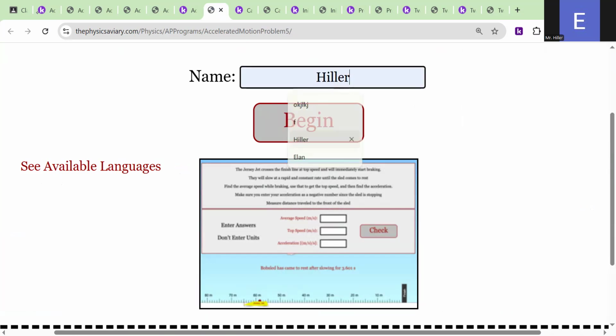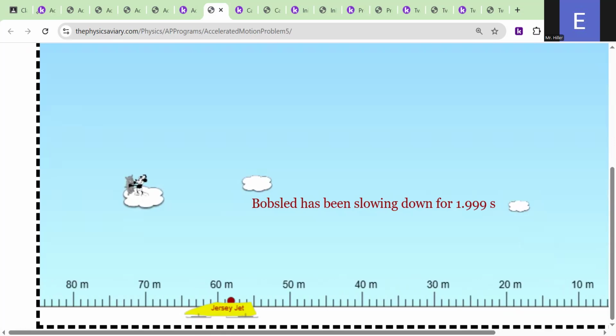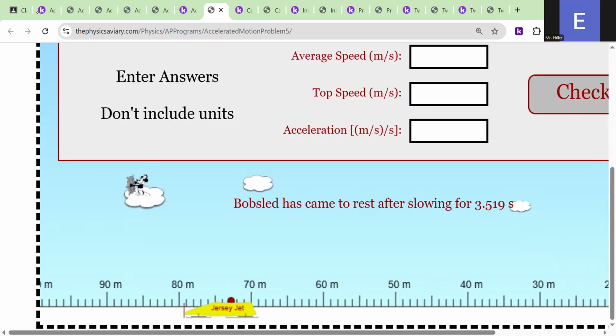Okay, so you can see the Jersey Jet, it's going to cross the finish line, and then it's going to come to a rest. Okay, so you have to use the scale at the bottom to figure out the displacement that it took, because at the finish line is when you start braking, and it took a certain displacement to come to a stop. For me, it was about, looks to be 79 point, I don't know, 2.